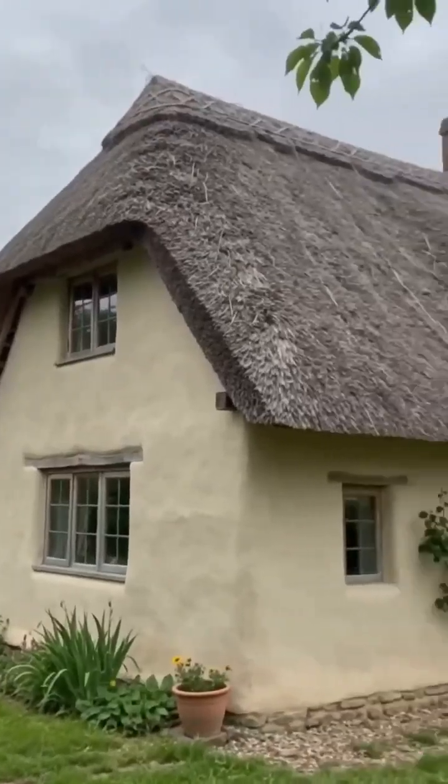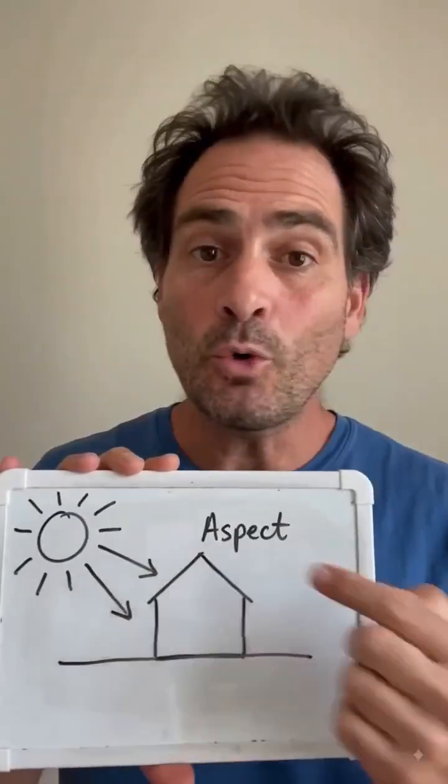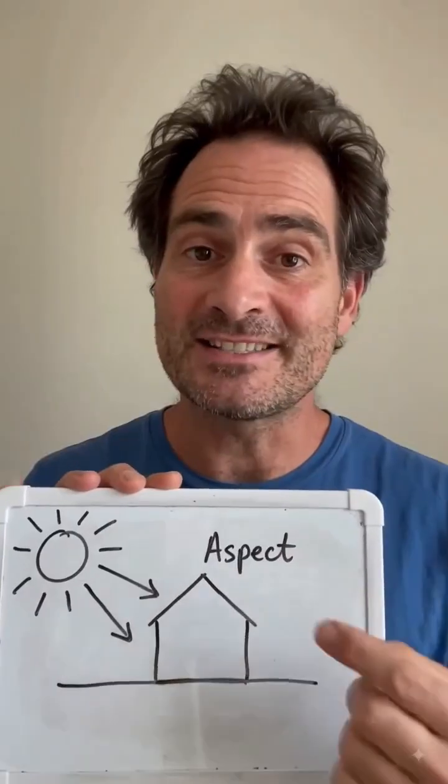Today, we're exploring traditional cob homes. They're found all over the world. For planning, consider the sun's aspect. Next time, we'll cover modern techniques.